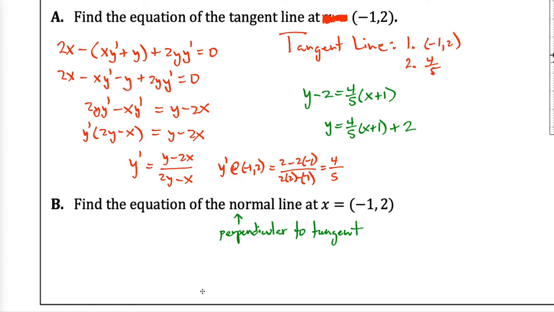So this isn't a problem that we would need to redo. The point would be -1, 2 still, but now the slope we would use would be -5/4. So a normal line means perpendicular instead of tangent.